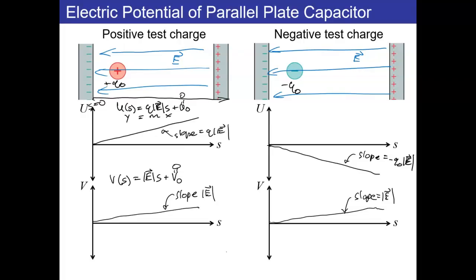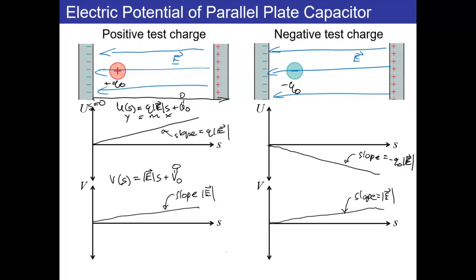What is creating the potential is not the charge, it's the plates, right? And the plates haven't changed. So the potential function should be the same. The potential energy changes though, because now we're looking at the interaction between the plates and the charge. And the charge has changed. What else do I want to point out here? A few things.